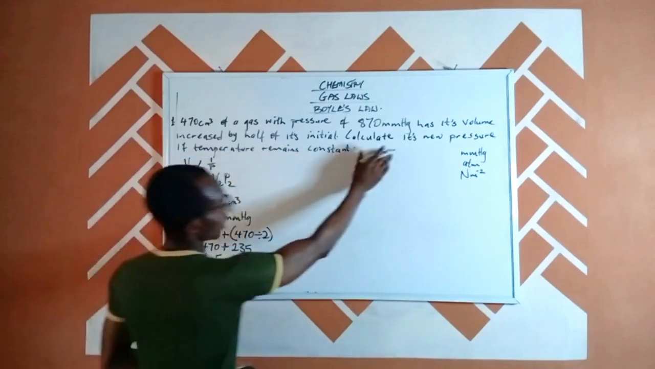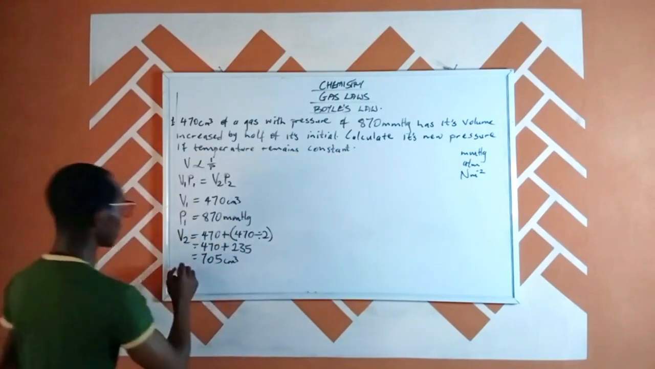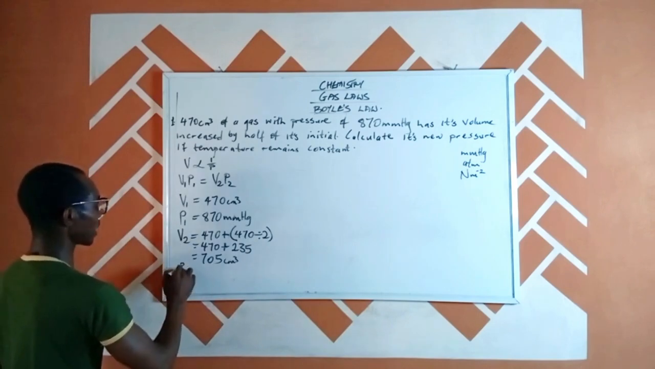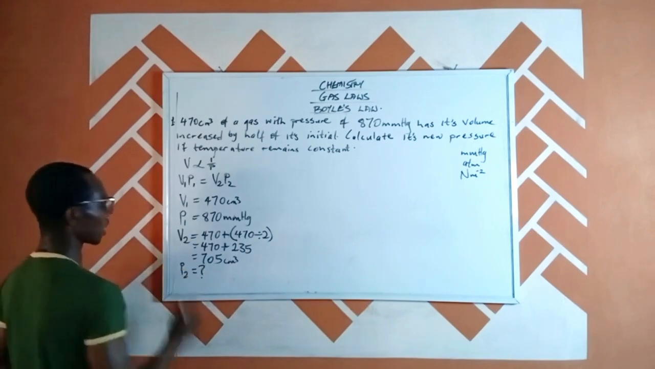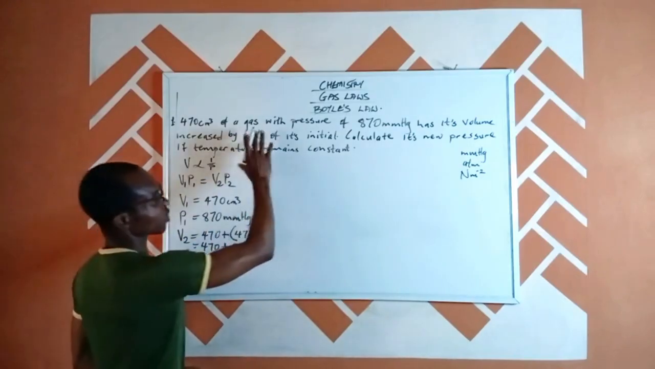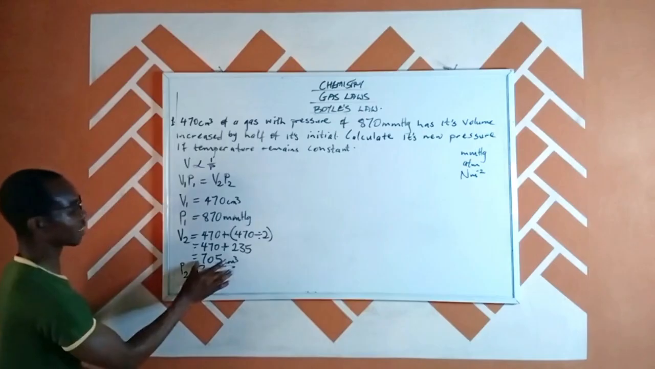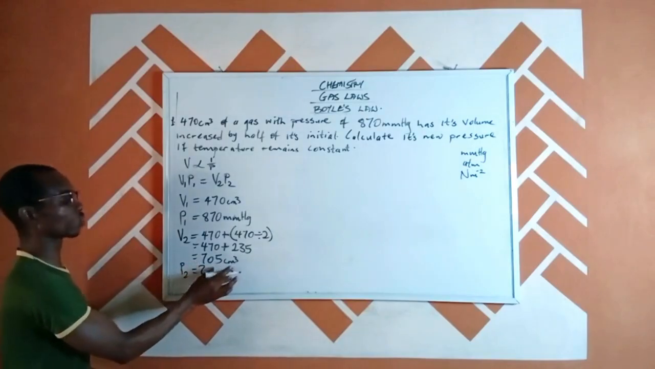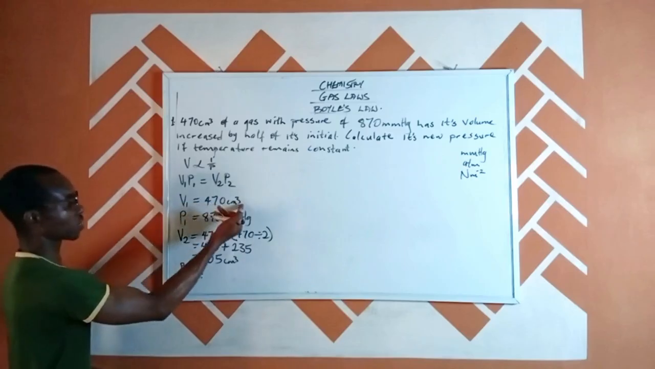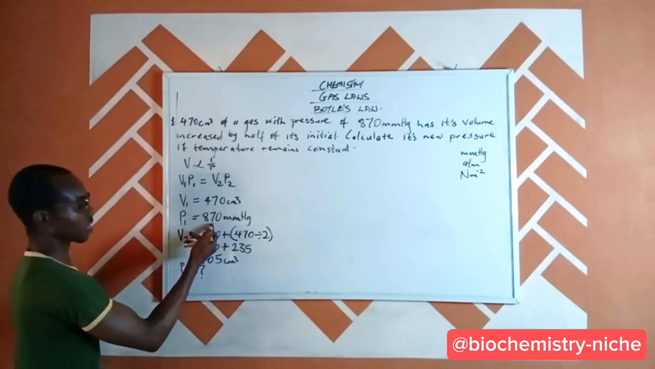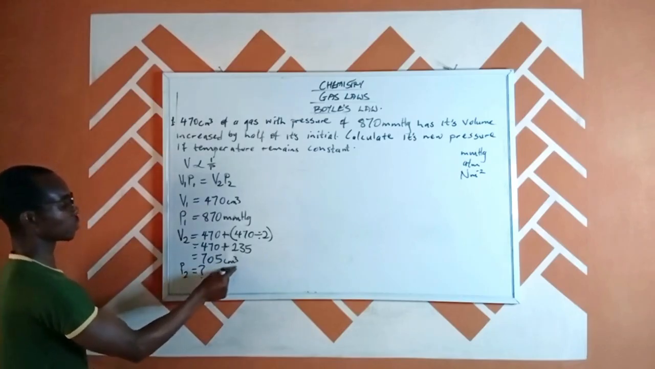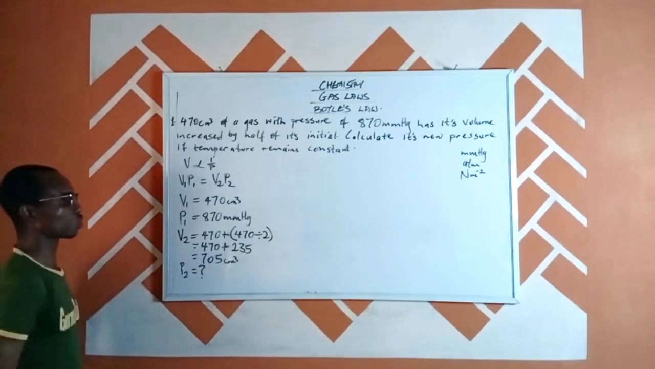So we're now told to calculate its new pressure. To calculate the pressure at V2, to calculate P2 at V2. So this is what we're actually looking for. So you see how we've been able to deduce V2, because we're not given this directly. We have to calculate it out. So these are the parameters. We have our V1 to be 470 centimeter cube. We have our P1 to be 870. We have our V2 now to be 705 centimeter cube, and then our P2 is what we are looking for.